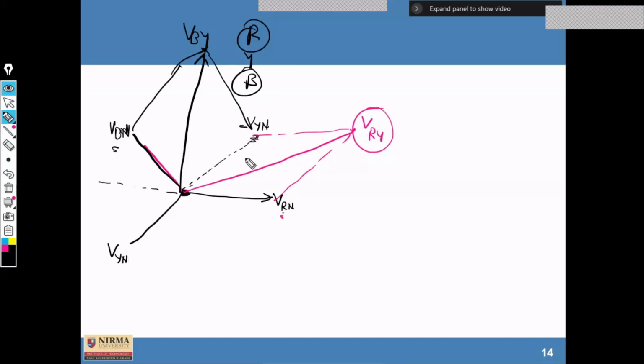But we have not made it for all three because we have connected two wattmeters in two different phases. So VRY is your line voltage. This is also line voltage. Here W1 will measure the voltage VRY because it is connected in between R and Y.